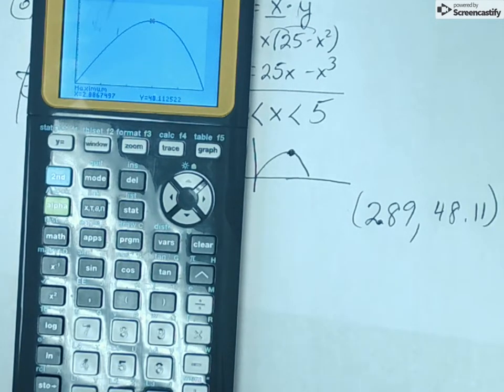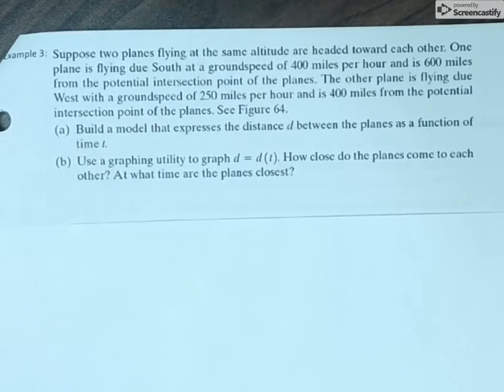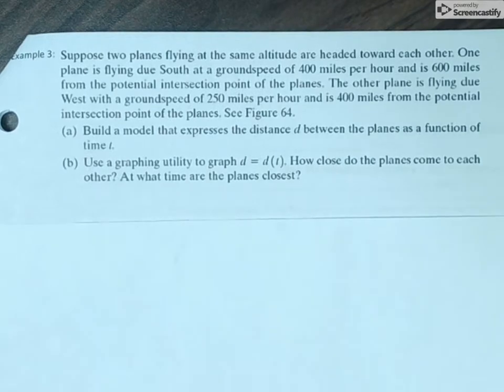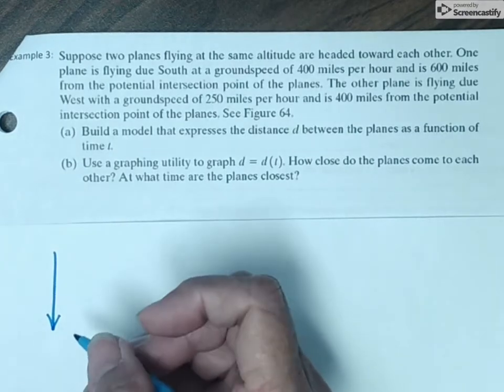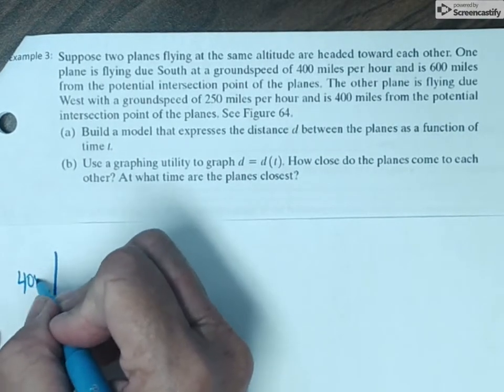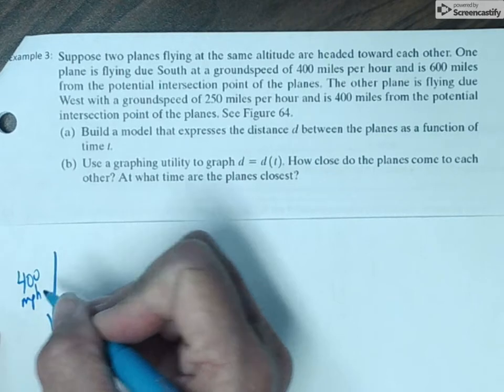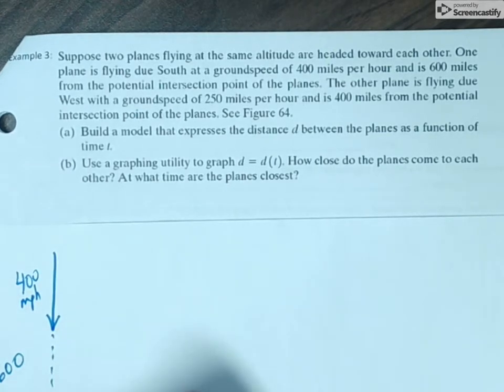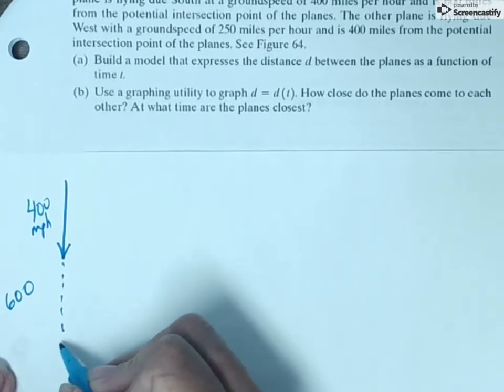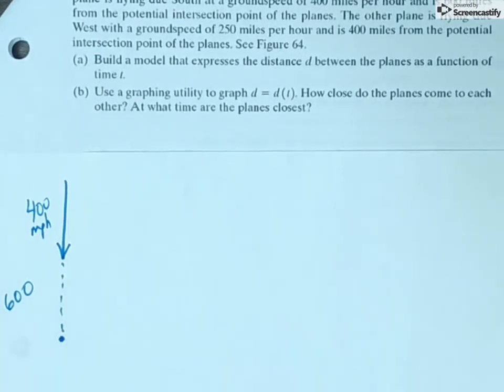Let's go ahead and see if we can get through example 3 now. Example 3, we've got 2 airplanes flying around. My first airplane, I'm going to use different colors here so we can keep them straight, is flying south, which is negative y direction. It is going at 400 miles per hour, and it is 600 miles from where these 2 planes could hit each other or intersect if they were at the exact same height and if they got there at the same time.